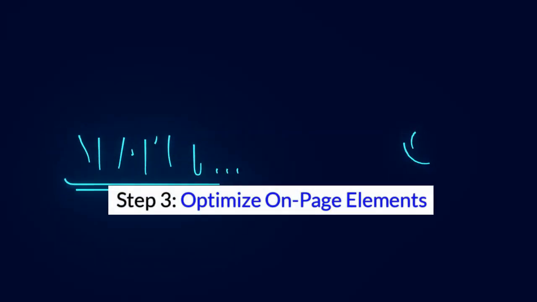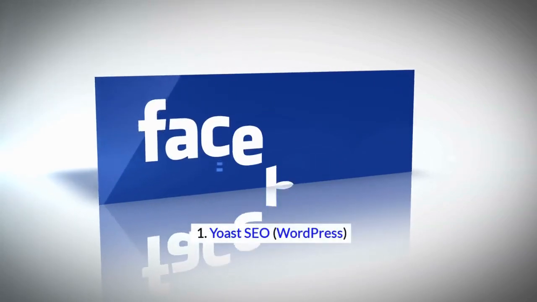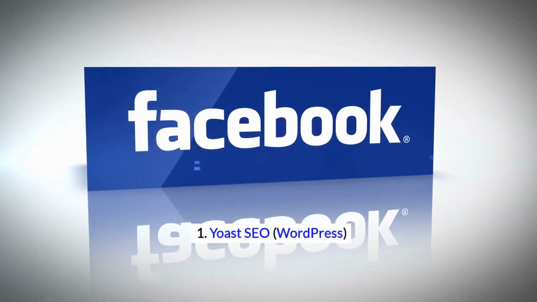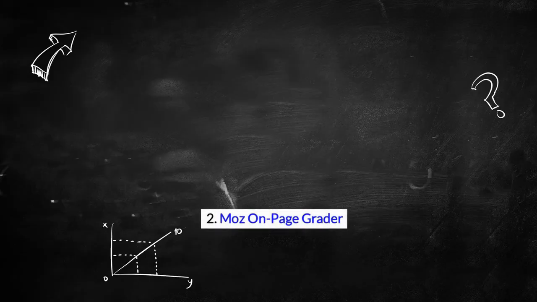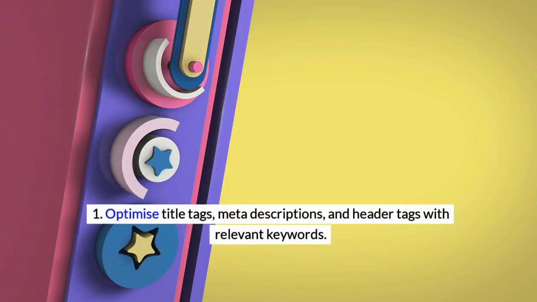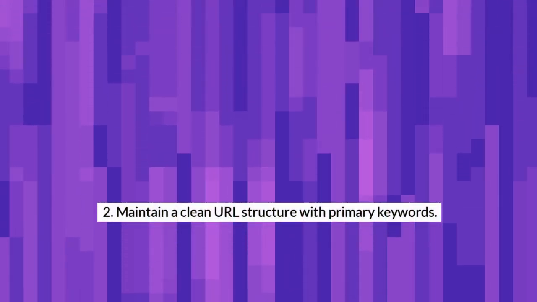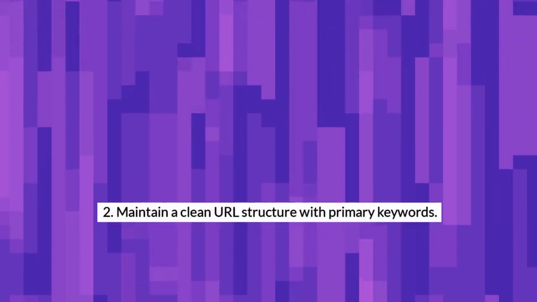Step 3. Optimize on-page elements. Tools needed. 1. Yoast SEO, WordPress. 2. Moz on-page grader. Steps. 1. Optimize title tags, meta descriptions, and header tags with relevant keywords. 2. Maintain a clean URL structure with primary keywords.